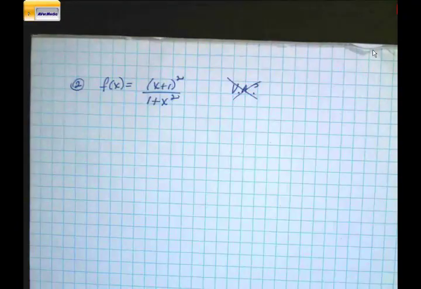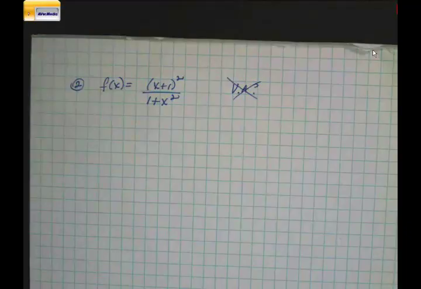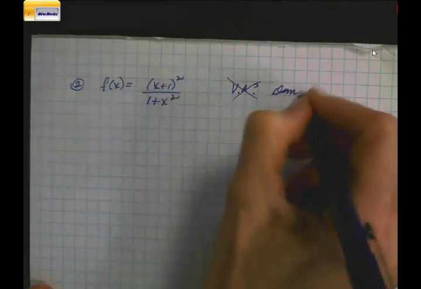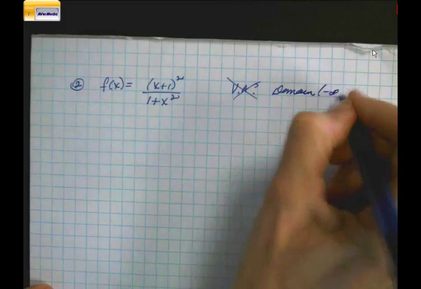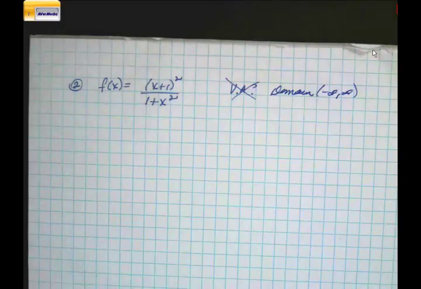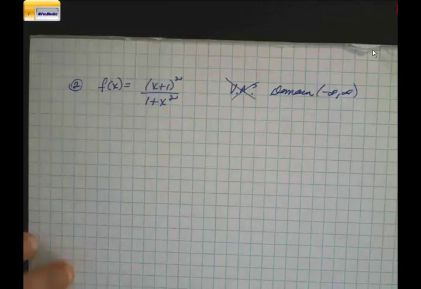Hey, we're pretty good. We're pretty good because if you square x, it's a positive value, so you can't get a negative 1 out of x squared. So actually we're okay. There's no issues with vertical asymptotes, so our domain is all real numbers. We thought it was going to be bad, but it's not.